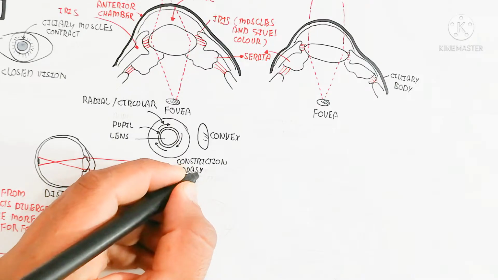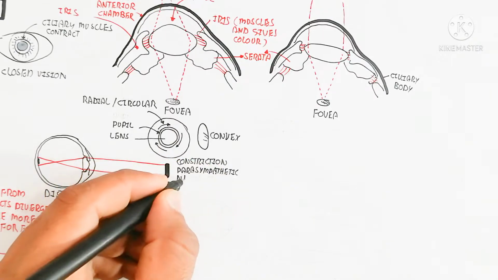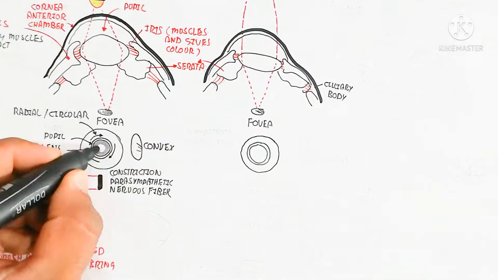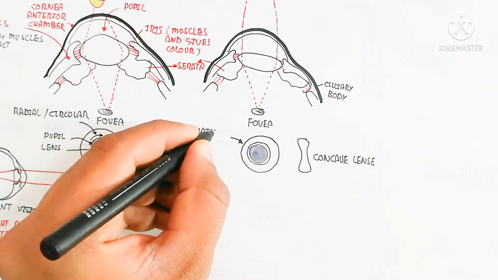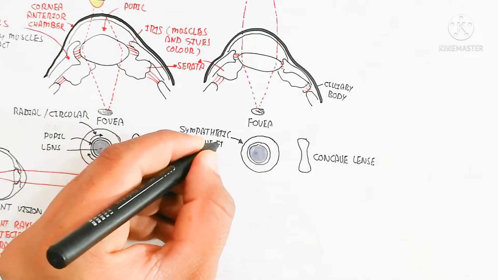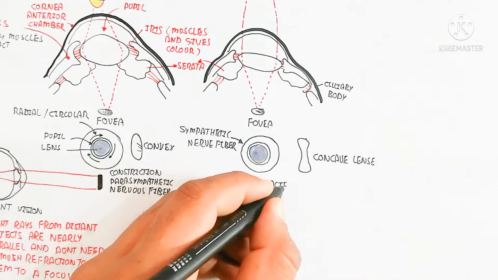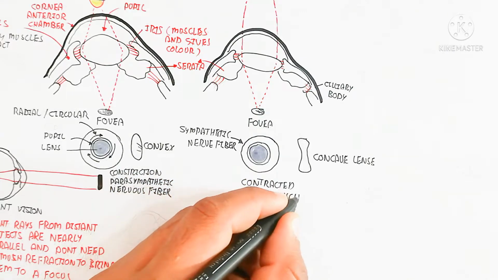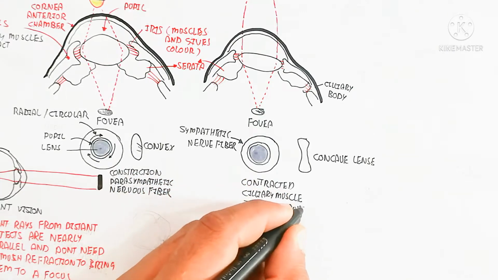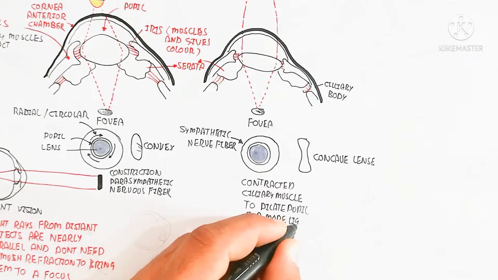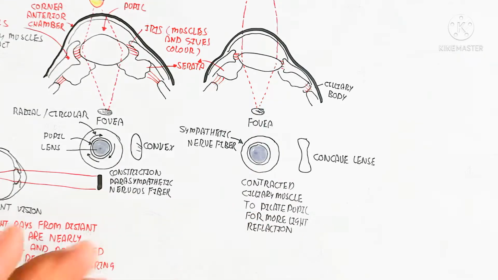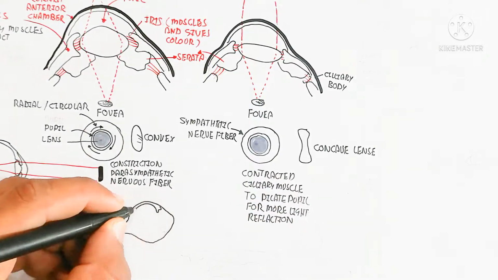And here the convex lens will be formed during near vision, so there is constriction and parasympathetic nerve fiber activation, while sympathetic nerve fiber activation causes concave lens formation due to the contracted ciliary muscle, to dilate the pupil for more light reflection.